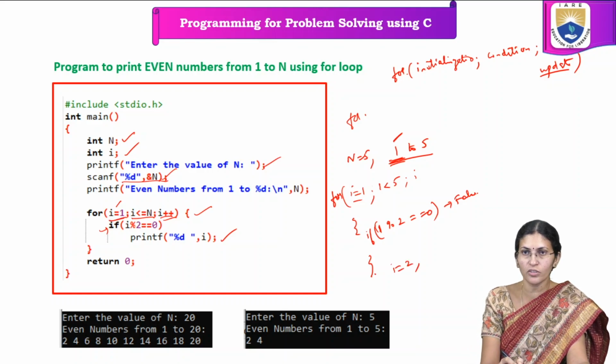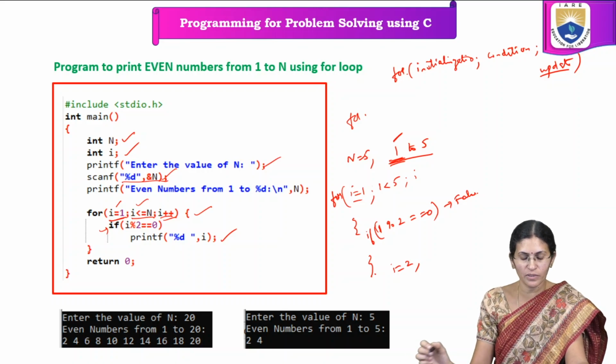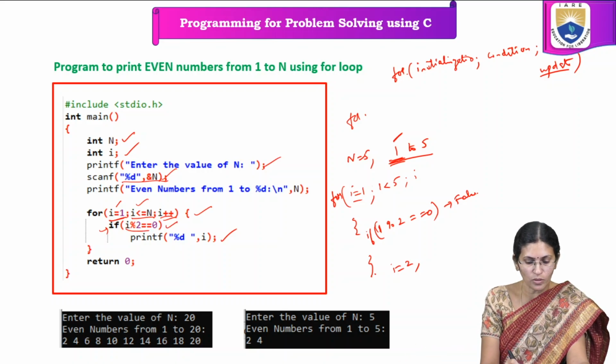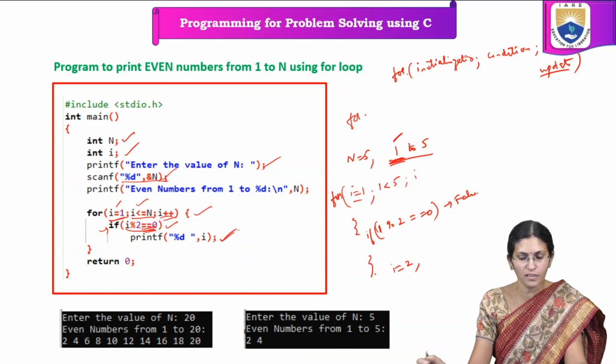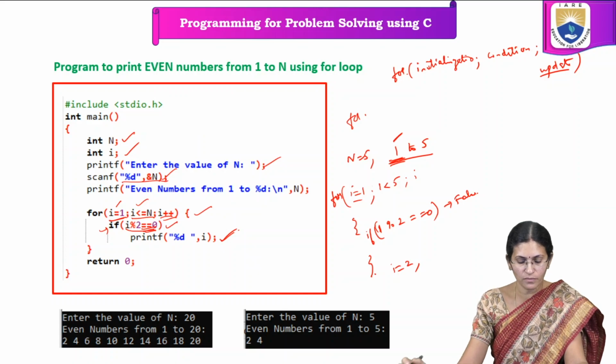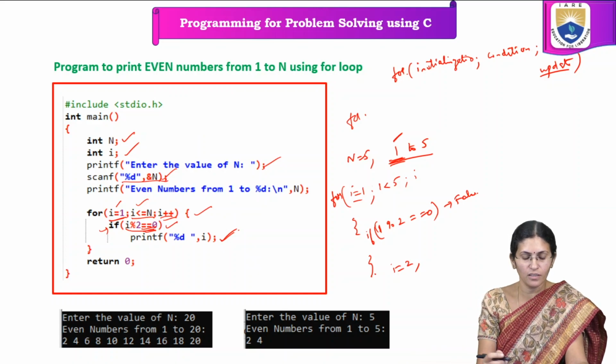Now i is 2. The condition 2 less than 5 will be checked, and it is true. Then 2 mod 2 is equal to 0; this condition becomes true. Therefore 2 will be printed. Thus, in this way, we can write the program. This loop will go on checking for the values from 1 to n. Here the n value is equal to 5.